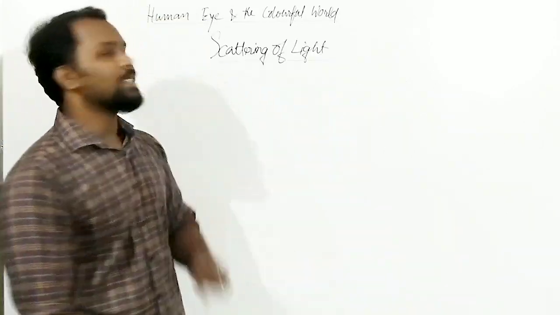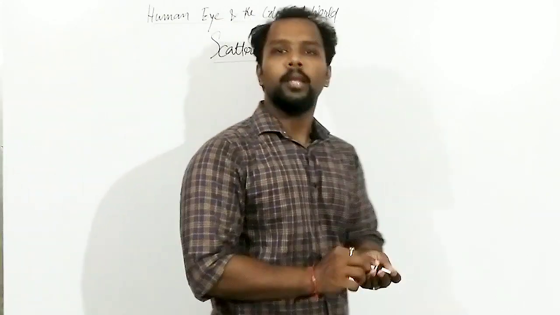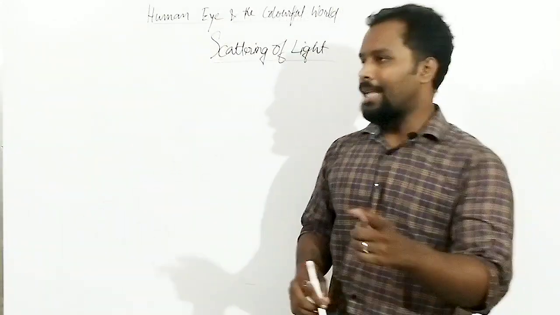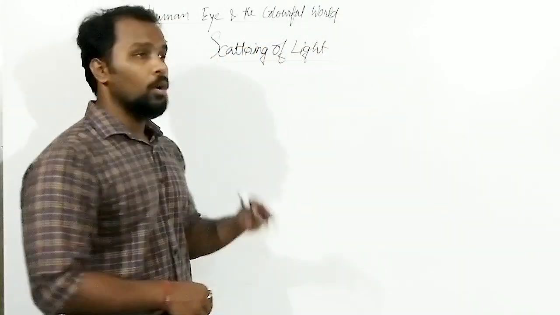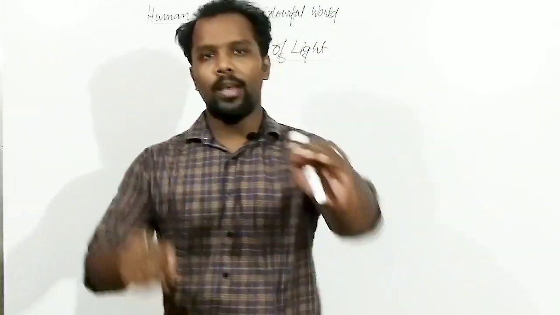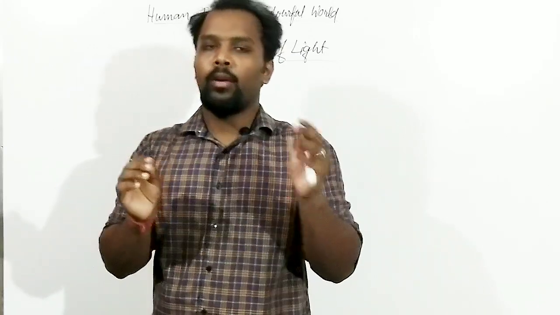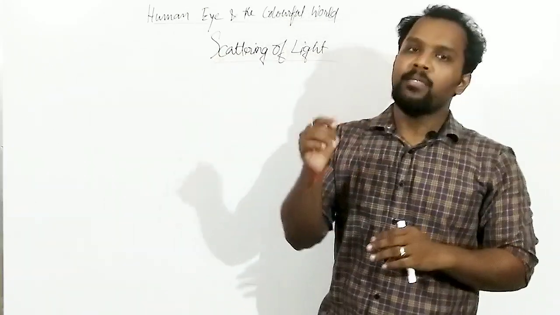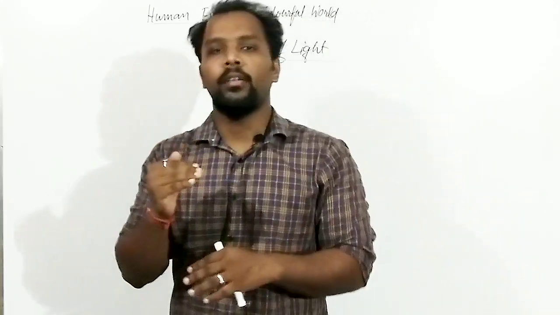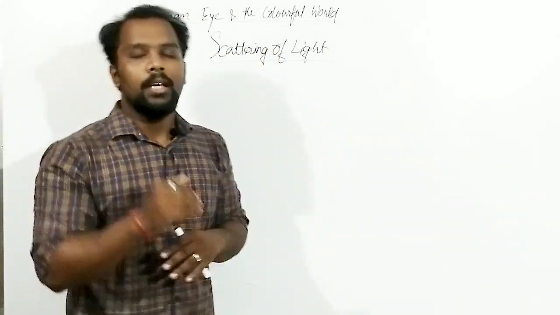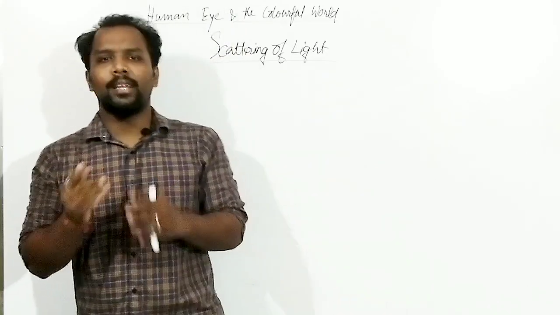Our next topic is scattering of light. What do we actually mean by scattering of light? Maybe in class 9 you will get it. What do you think scattering of light is? Scattering of light means when light passes through a medium where lots of particles are present of about the same size as the wavelength of the light, it gets deviated from its original path. That is basically known as the scattering of light.